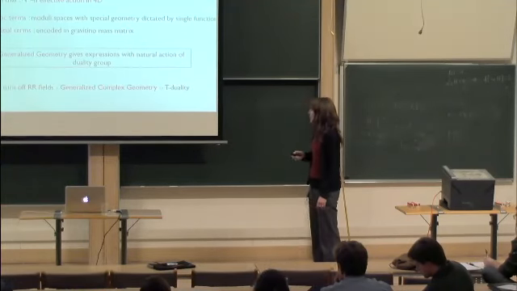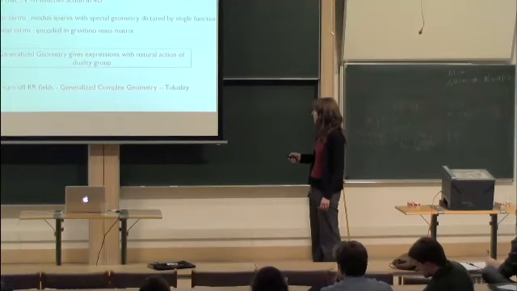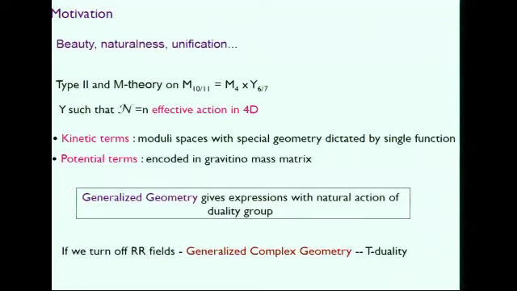And what is this duality group? If we turn off the Ramond-Ramond fields, then the duality group is just T-duality, and this is the subject of generalized complex geometry. And then if we add the Ramond-Ramond fields, or we look at M theory, then one has to go to this exceptional generalized geometry that Dan talked about. And here the duality is U-duality. You've heard this before, but it never hurts repeating a little bit.